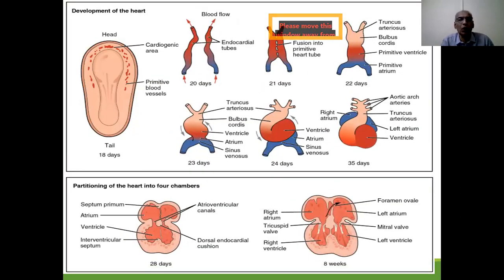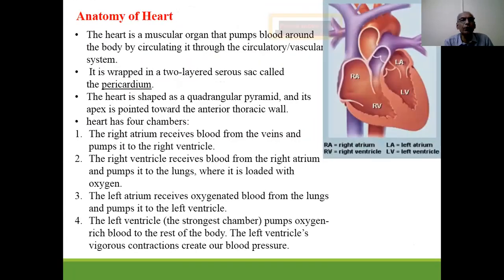These are the in-short development of the heart in the figure. From the primitive blood vessels, cardiogenic area, 18 days, how it grows. Now, anatomy of the heart.